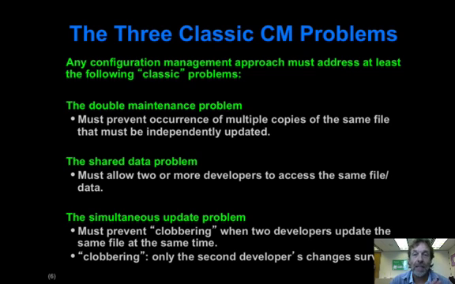The second is the shared data problem, which is that if we have a group of people working together, they need to get access to the same files, at least at various times. And so we need to solve the shared data problem. And finally, we need to deal with the simultaneous update problem, which is what happens when two people are working on the same file or entity at around the same period of time and are each making updates. How do we prevent the work from one person being clobbered or overwritten by the work of another person?